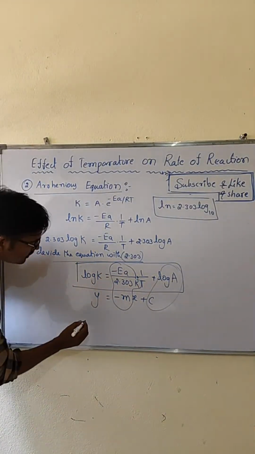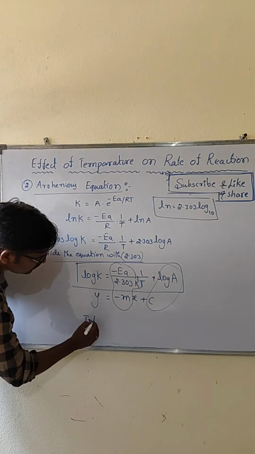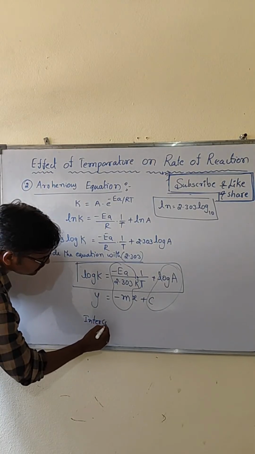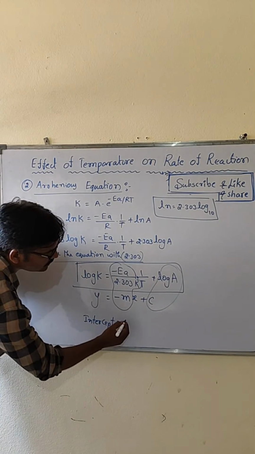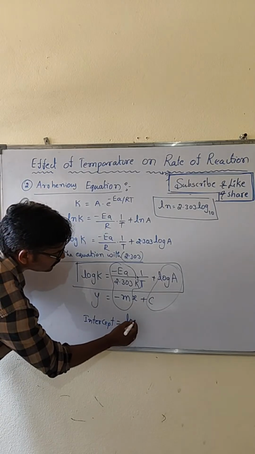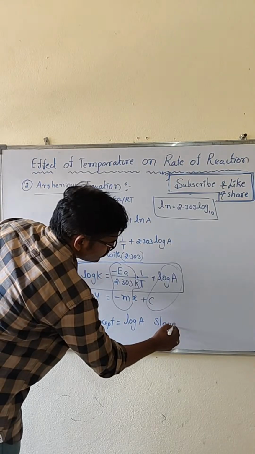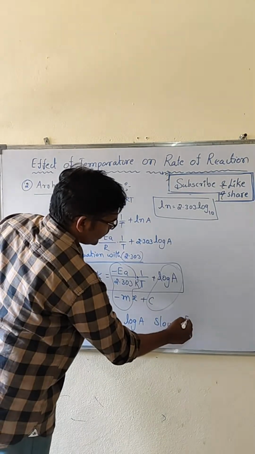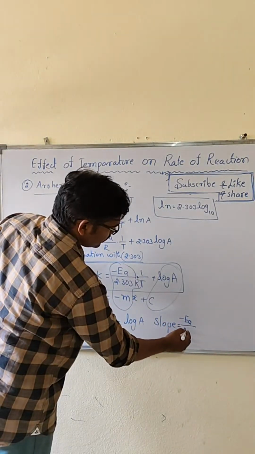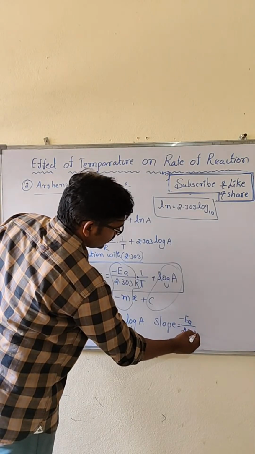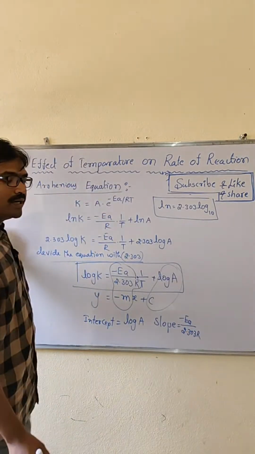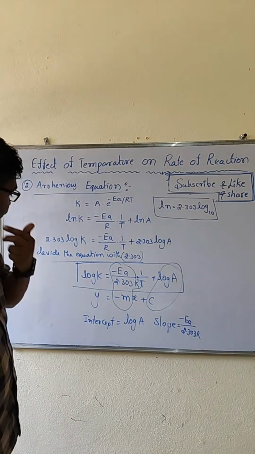So intercept is equal to log A, and slope is equal to minus Ea divided by 2.303 R. Clear, my dear students? Yes, observe it one more time.